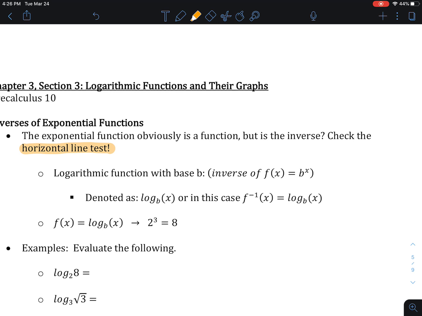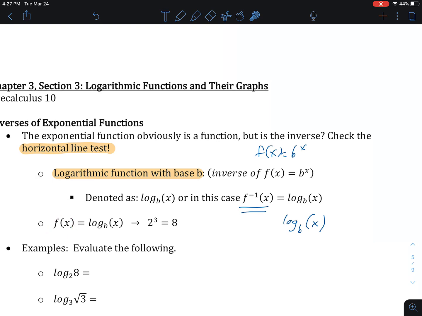Therefore, it is a function. And what do we call that function? A logarithmic function with base b, right? So if f of x is b to the x, the inverse is log base b of x. And that's something you probably have seen in your calculator, but never really used.